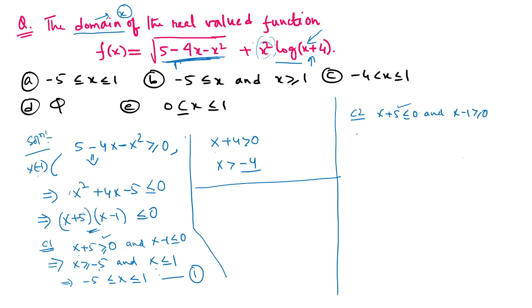Now if you solve this, x less than minus 5 and x less than 1. Okay, on the real line, minus 5 is on one side and 1 is on the other. So this is the domain, right?